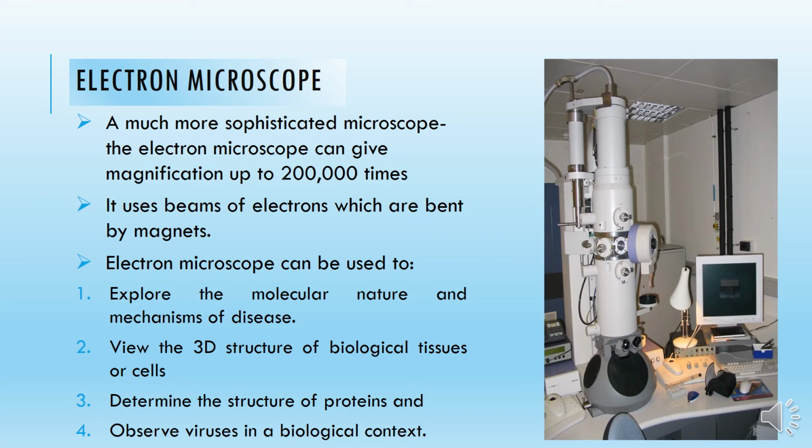And here let's start with the electron microscope. It is the most sophisticated microscope, can give magnification up to 2000 times, and this one uses a beam of electrons which are bent by magnets. An electron microscope can be used to explore the molecular nature and mechanism of diseases, to view the 3D structure of biological tissues or cells, determine the structure of proteins, and observe viruses in a biological context.